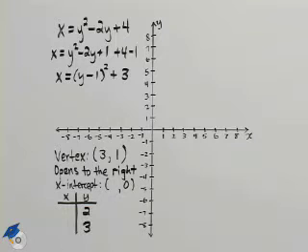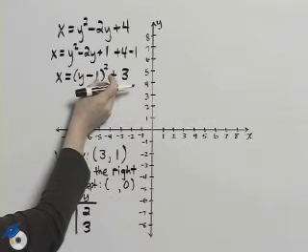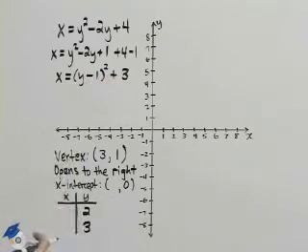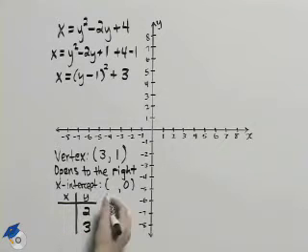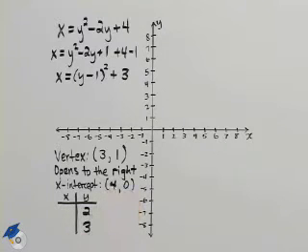The x-intercept is found by putting 0 in for y, and if we do that, we'll have 0 minus 1, negative 1 squared is 1, plus 3 is 4. So the x-intercept is at 4, 0.